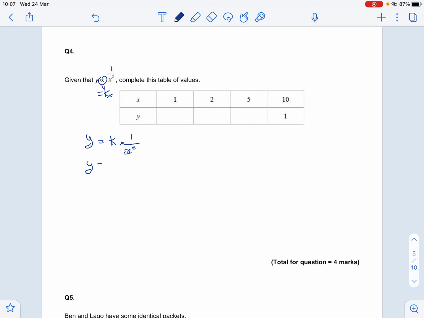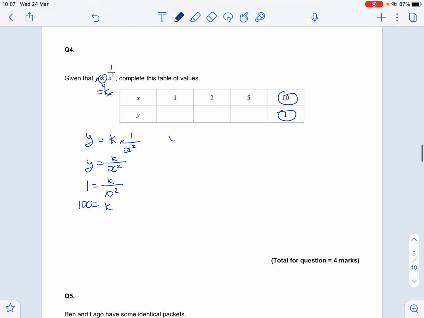So we get the equation y equals k over x squared. Substitute our x and y values to find the constant k. So when y is equal to 1, k is equal to 10. Therefore, we know k is equal to 100. So our equation is y equals 100 over x squared.